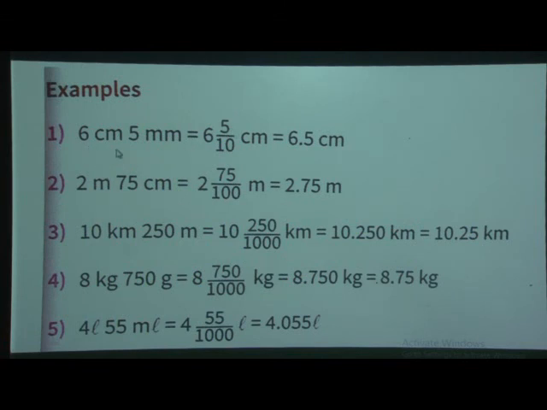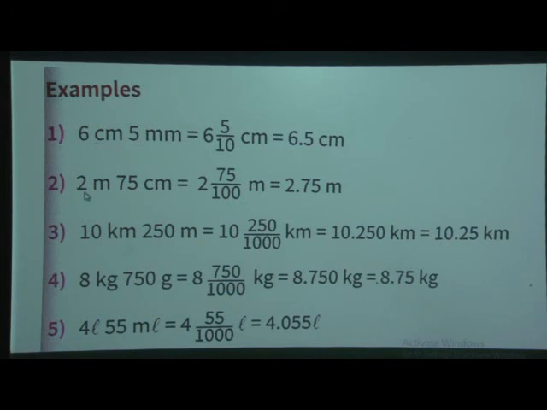Now, 6 centimeter and 5 millimeter. So 6 centimeter, 5 upon 10. You know that 1 centimeter is equal to 10 millimeter, so I write it as 5 upon 10. So 6 whole, 5 upon 10. Now it is a mixed fraction, so you can write it in decimal form. So we write 6.5 centimeter. You know where to give the decimal point, because we learned it in the previous session. So this conversion, I think you understood.